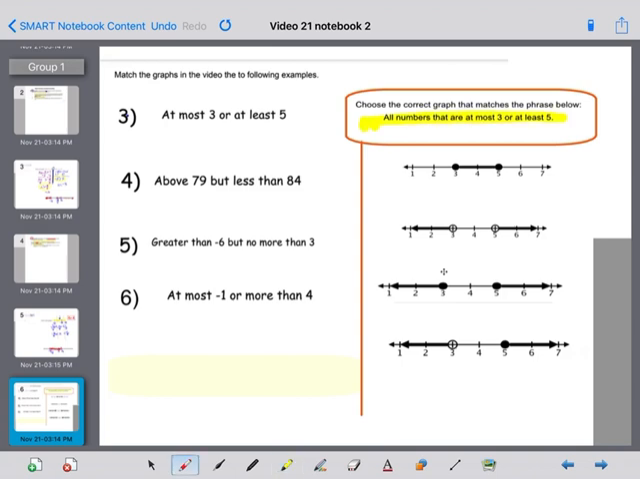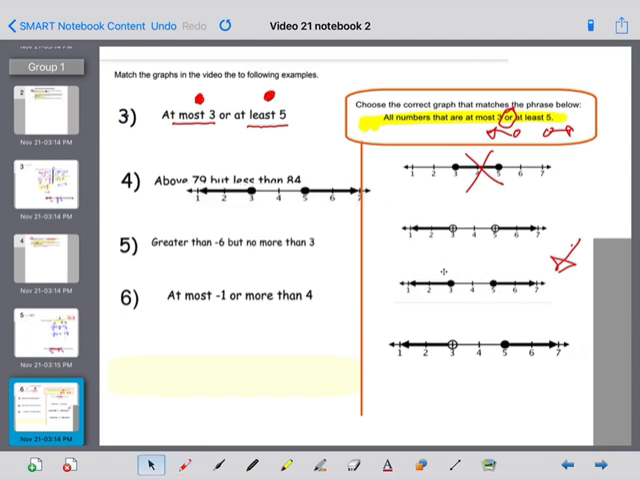And so here we have our magic word, or, and that tells us that we're going to have those shadings that go off in the opposite direction. So we can eliminate this first one. And then we just need to decide if our points are included or not. So at most 3 tells me that 3 is included. It can be 3. And at least 5 tells me that 5 is included. So we will have this one here with 3 included and 5 included.